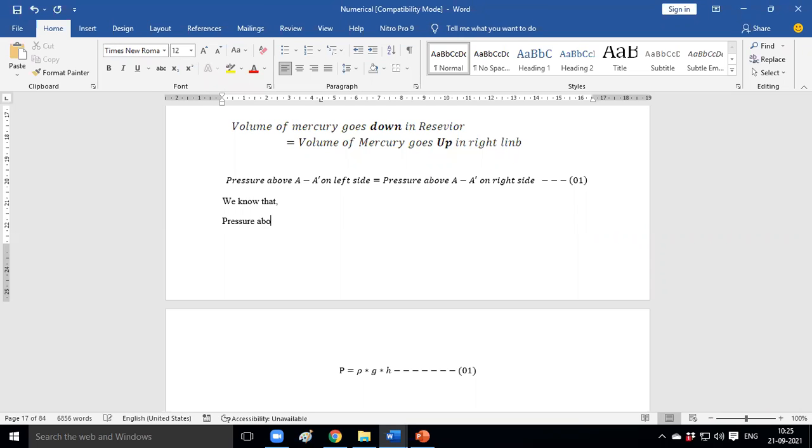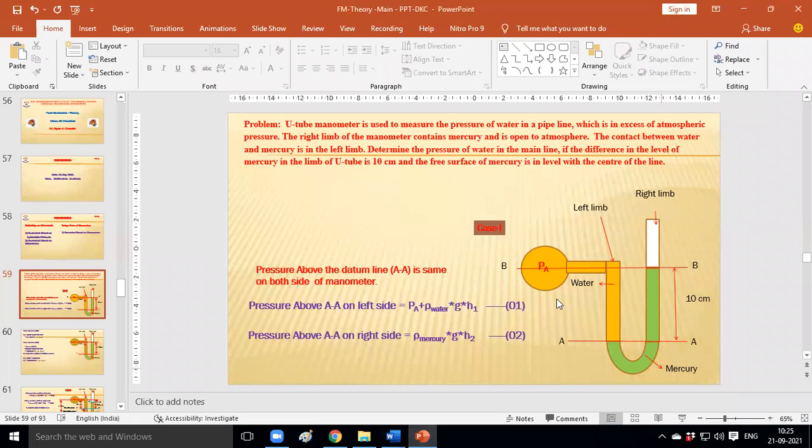Pressure above A dash on the left side. The equation is P equal to rho g h, and you can see this figure and tell me what will be the pressure above A dash on the left limb. Tell me how much fluid is available on the left side above the datum line A dash. Which fluid is above the datum line A dash in the left limb?